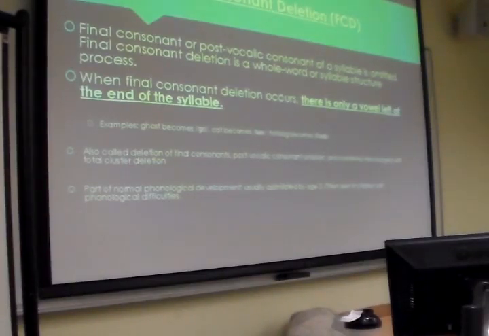We'll talk about that one in a second. That's kind of a trick. I know we didn't talk about that one yet. But it's really important to remember that when it's final consonant deletion, there will only be a vowel left at the end. If there's a consonant at the end, it can't be final consonant deletion because there's a final consonant there. So it has to end in a vowel.